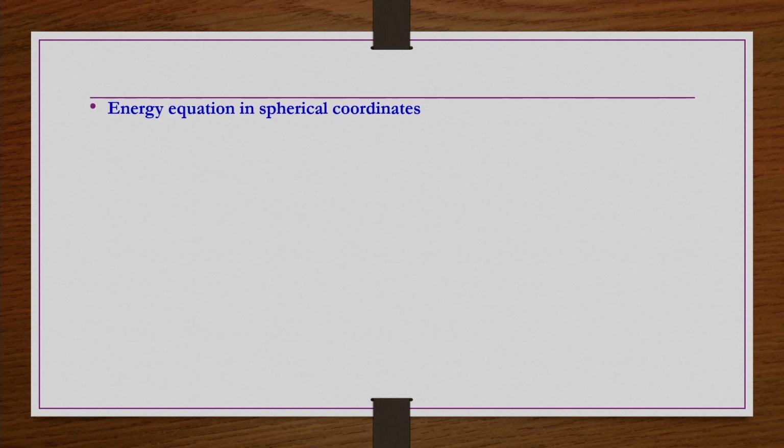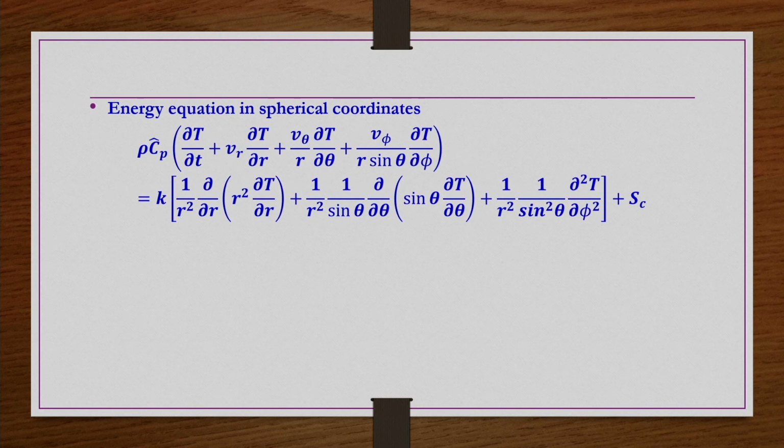Now, the energy equation in spherical coordinates is given here: rho Cp dou T by dou t plus Vr dou T by dou R plus V theta by R dou T by dou theta plus V phi divided by R sin theta dou T by dou phi is equal to K multiplied by 1 by R square dou by dou R of R square dou T by dou R plus 1 by R square sin theta dou by dou theta of sin theta dou T by dou theta plus 1 by R square sin square theta dou square T by dou phi square plus Sc. This is nothing but heat generation because of the chemical reaction inside the catalyst pellet.